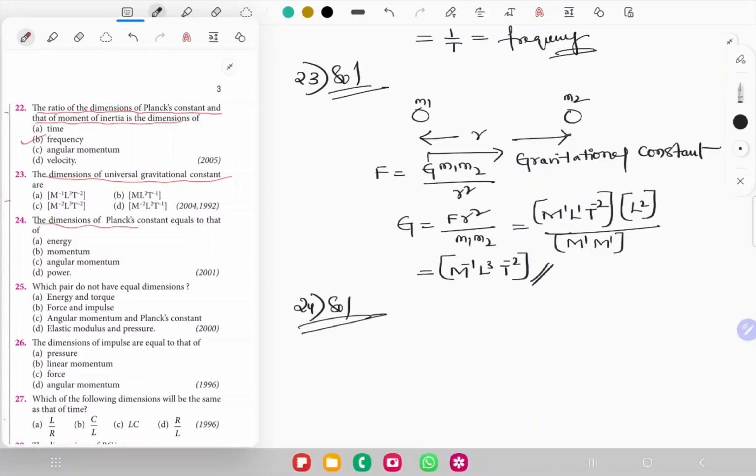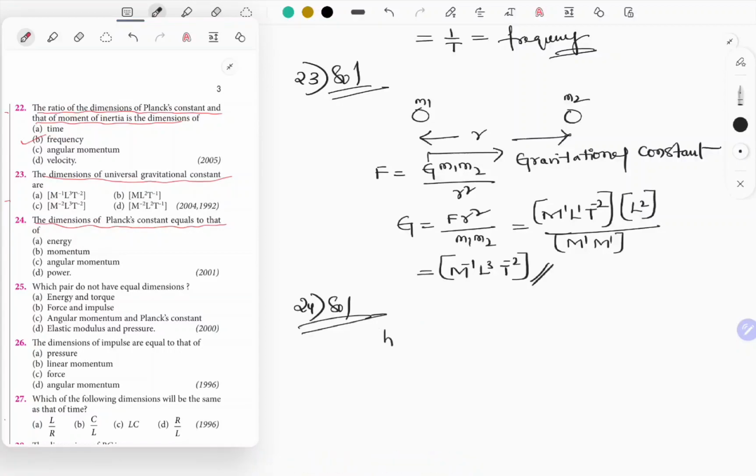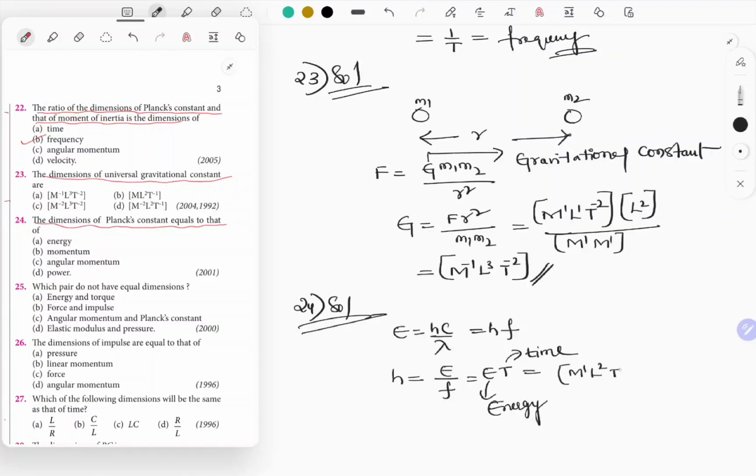The question they are asking is the dimensions of Planck's constant. Energy dimensional formula is hc by lambda. It can also be represented as h into f. Now Planck's constant is equal to energy by frequency, or energy into t. So this is time and this is energy. Energy dimensional formula is m power 1 l power 2 t power minus 2. Time dimensional formula is t power 1. So finally we can represent it as m power 1 l power 2 t power minus 1.